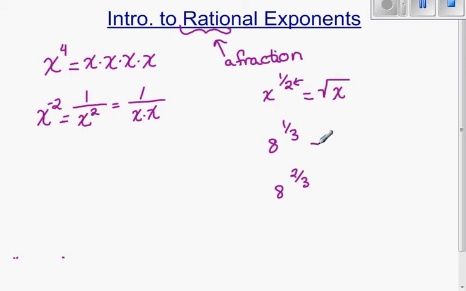8 to the 1/3 would be the equivalent of the third root or cube root of 8. The base of your power is the radicand underneath your radical. The denominator of the exponent tells you your root. If we were to look at 8 to the 2/3, that would be the same as saying 8 to the 1/3 squared. We're just pulling apart that exponent and thinking of it as two pieces. The fraction 1/3 raised to the power 2 would be the equivalent of the cube root of 8, squared.